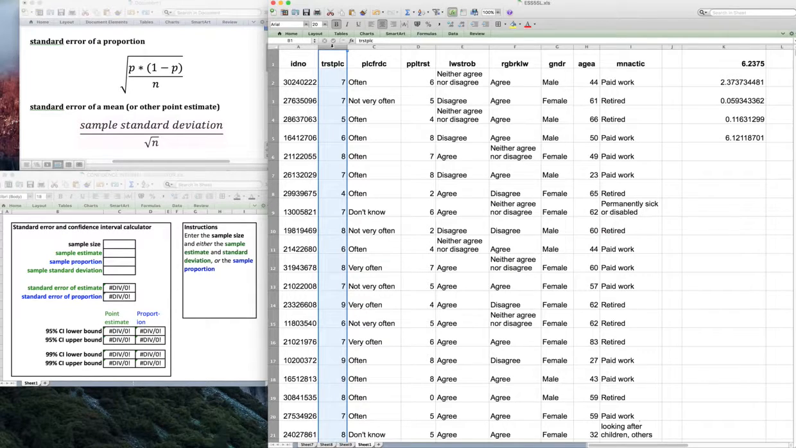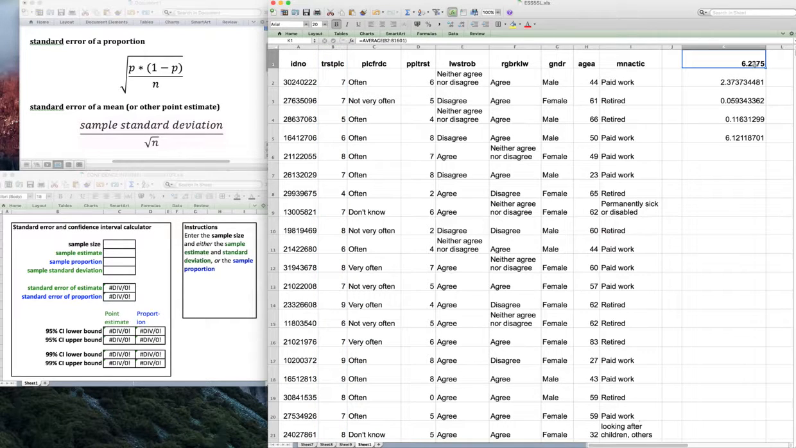So let's start with the variable trust PLC in the second column of the data set. The first thing we can do is calculate the mean for that variable in the sample, and that comes out at 6.24 to 2 decimal places. Now, that's the estimate for the mean that we have in the sample.